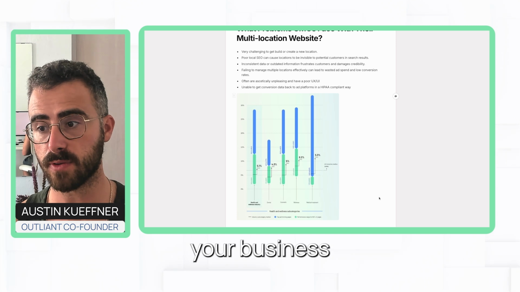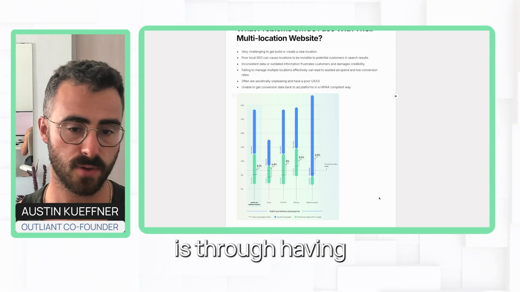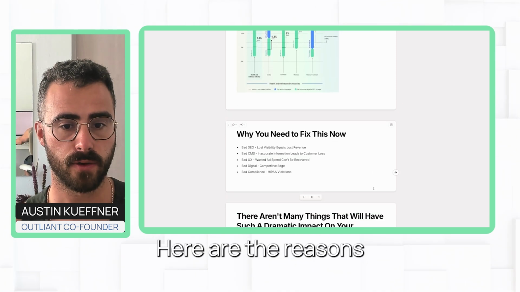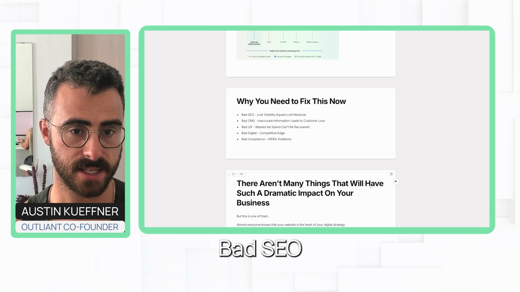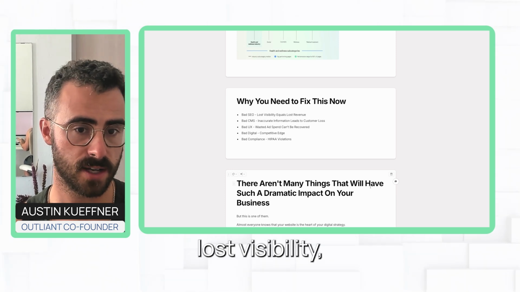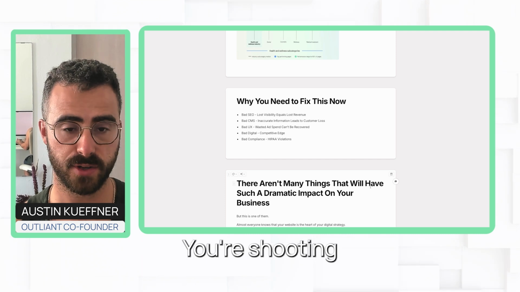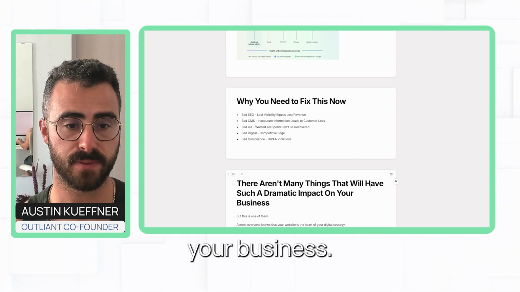And the easiest way to grow your business in 2024 and beyond is through having a really solid patient acquisition strategy. Here are the reasons why you need to fix your website now. One, bad SEO equals lost visibility, which in turn creates lost revenue. You're shooting yourself in the foot by having bad SEO because people are not going to find your business.